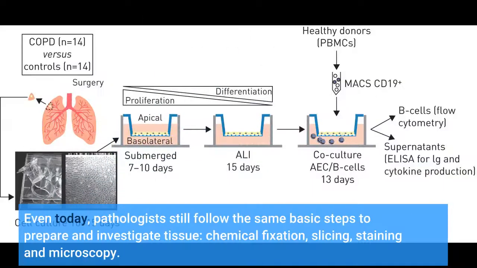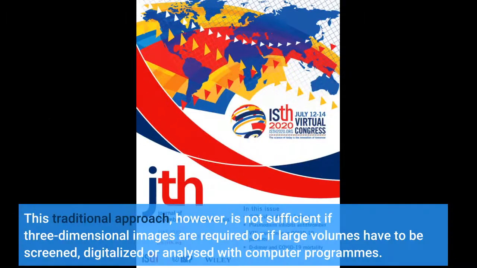Even today, pathologists still follow the same basic steps to prepare and investigate tissue: chemical fixation, slicing, staining and microscopy. This traditional approach, however, is not sufficient if 3-dimensional images are required or if large volumes have to be screened, digitalized or analyzed with computer programs.